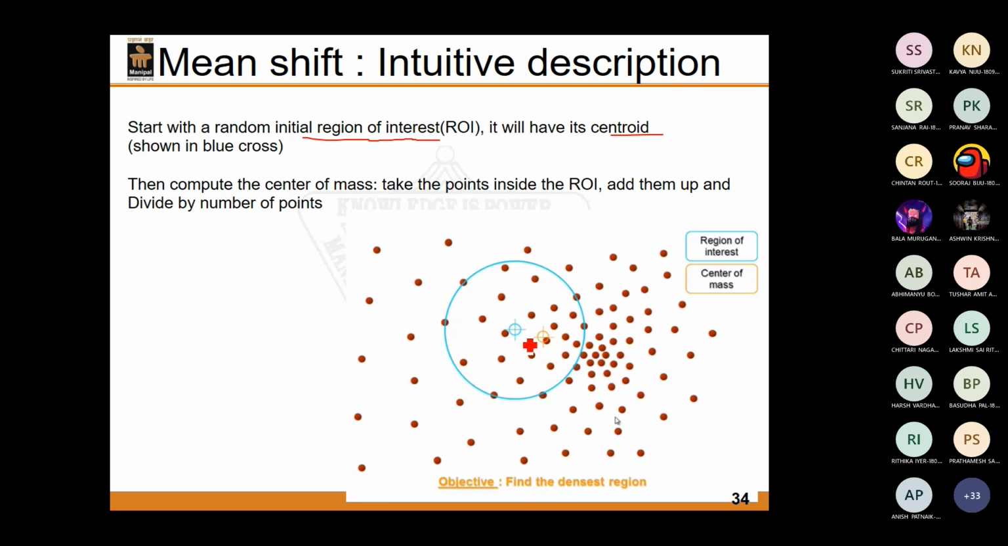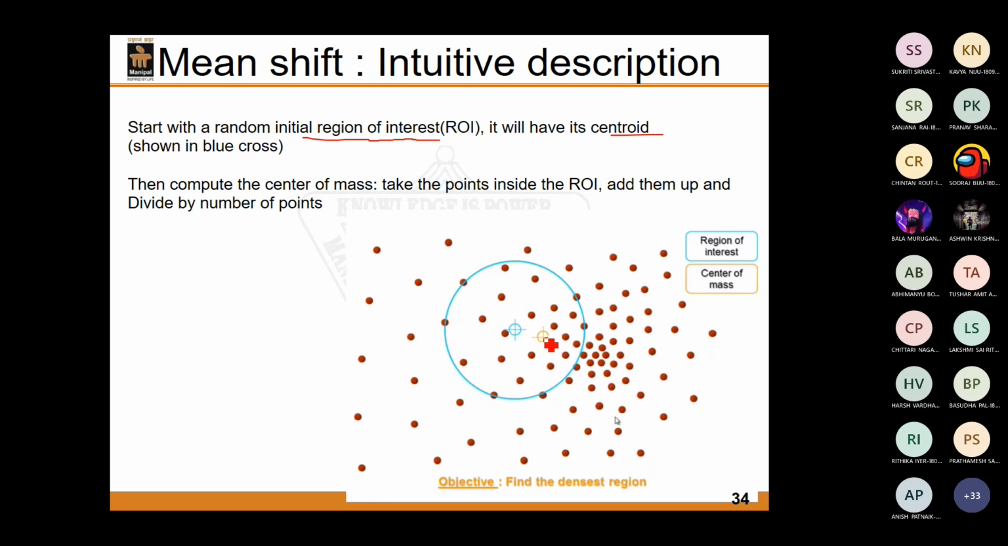Now why is this center of mass deviated from the centroid, or the center of the circular ROI, by this much amount? This is because if you look at all the data points within the circular region of interest, on this side there are not many data points. But on the right hand side over here, there are many data points which are closer together. So when the center of mass is calculated, it tends to move more towards the denser region. So it would be somewhere over here, as shown in this example.